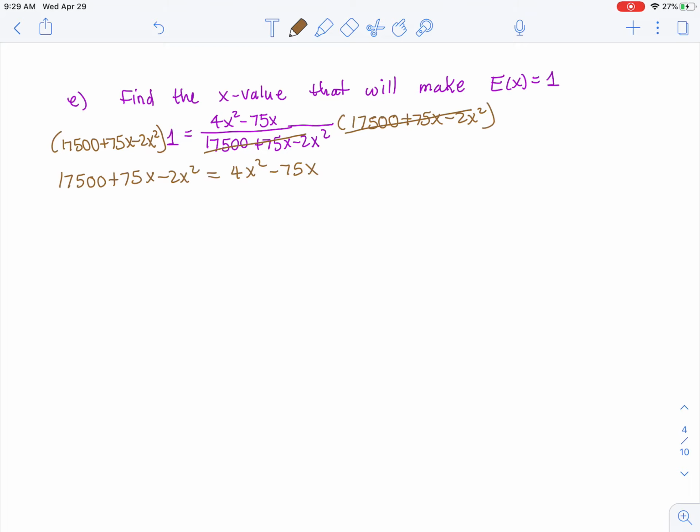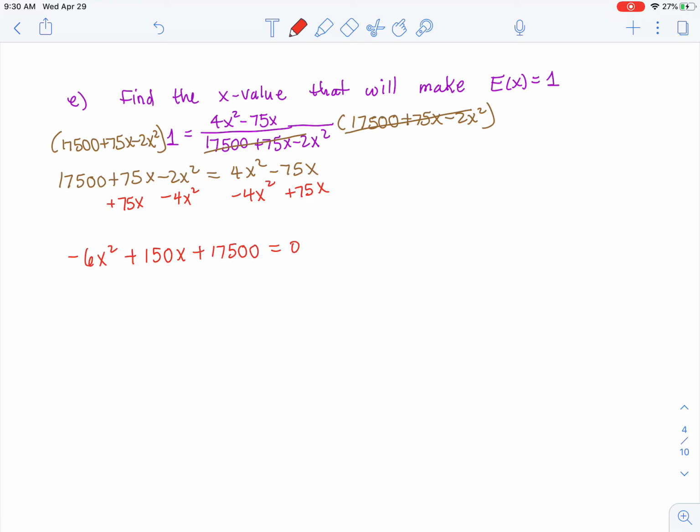Okay, so we're solving this quadratic equation. So let me move everything to the left side. I just want to make my work very clear so that you see what I'm doing. If I subtract 4x squared, I will get negative 6x squared. And then I will add 75x twice, that's going to give me 150x. And then the constant is 17,500. And that equals 0.